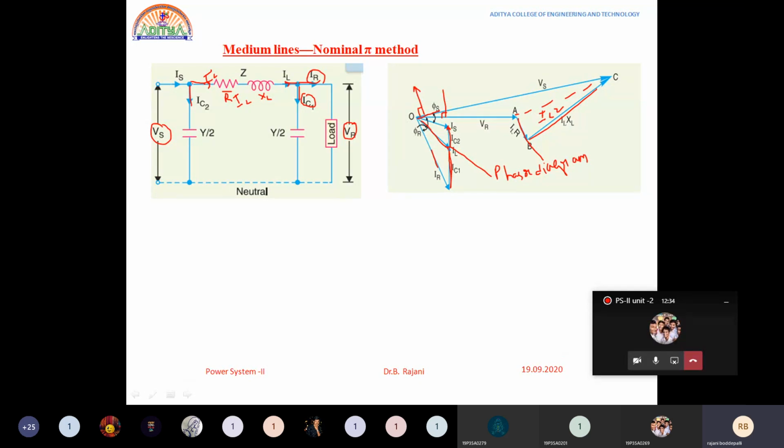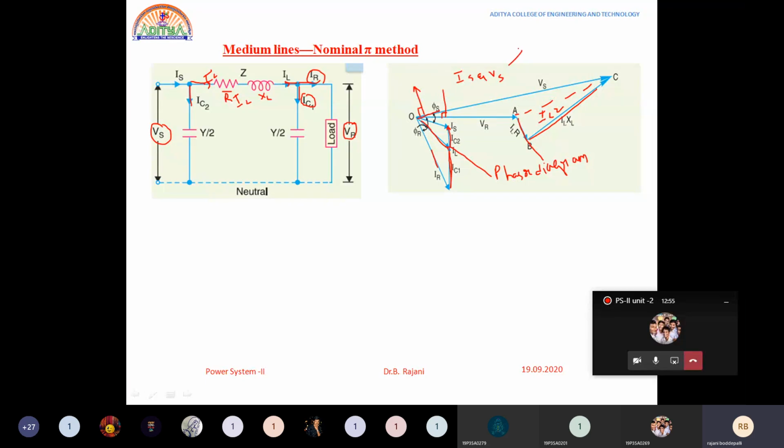Is is equal to IL plus IC2. So, Is is equal to IL plus IC2, we have to add. This is the resultant of it. Now, the angle between the sending end voltage Vs and Is is nothing but phi s.